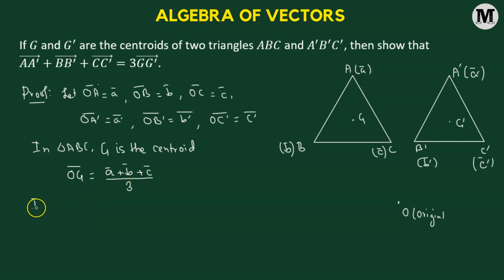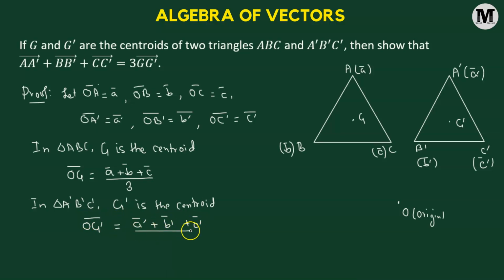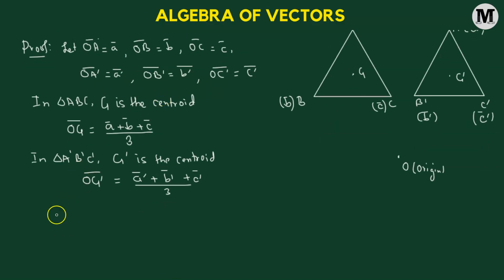Similarly, if we consider the triangle A prime, B prime, C prime, and in this particular triangle, G prime is the centroid, we can also define the position vector of the centroid of this triangle. So this will be given by A prime vector plus B prime vector plus C prime vector whole divided by 3. Fine. Now we'll try to prove this. We'll start from the right hand side.